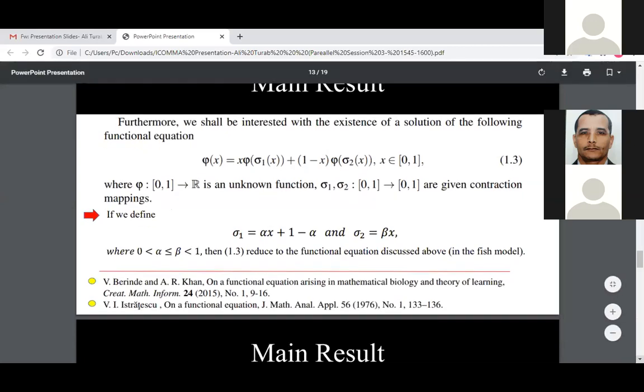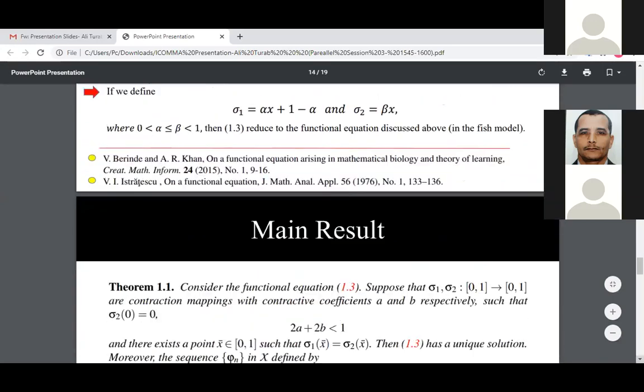Such types of functional equations are very important because they describe the behavior of an animal in a two-choice situation. Sigma 1 and sigma 2 are two choices. For example, in this case, phi is a predator, and sigma 1 and sigma 2 act as prey. So a predator has two choices with corresponding probabilities x and 1 minus x, and we have to observe the behavior of a predator in such a situation.